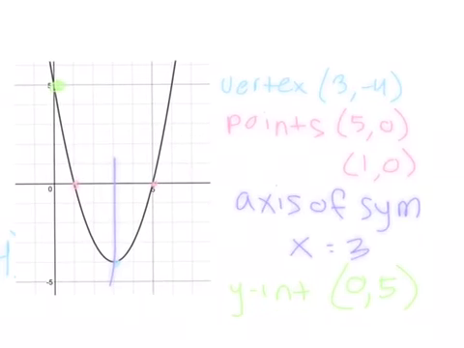So once we have all that, we know our vertex is 3, negative 4, that's right there. We have 2 points, 5, 0, and 1, 0. And then our axis of symmetry, x equals 3. And after we graph all of that, we can tell by looking at the graph that our parabola is going to cross over the y-axis at positive 5. So our y-intercept is going to be 0 on the x-coordinate and positive 5. So that's going to give us the coordinates 0, 5.